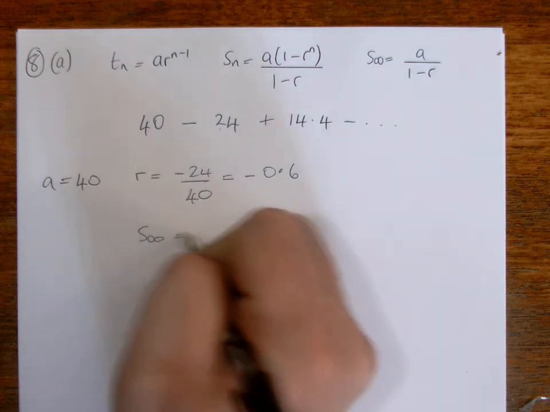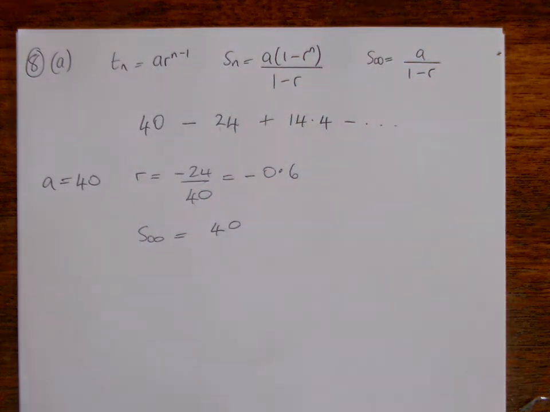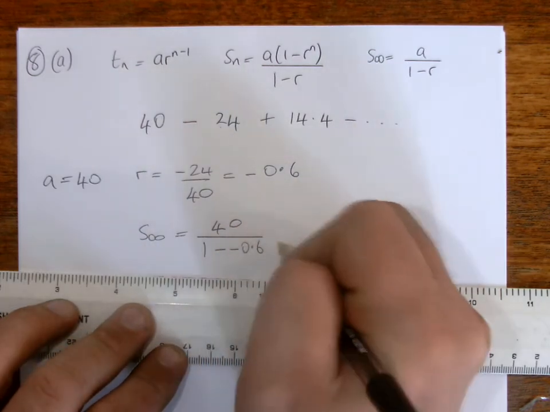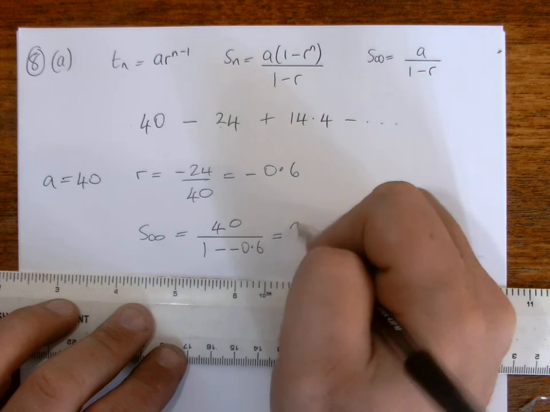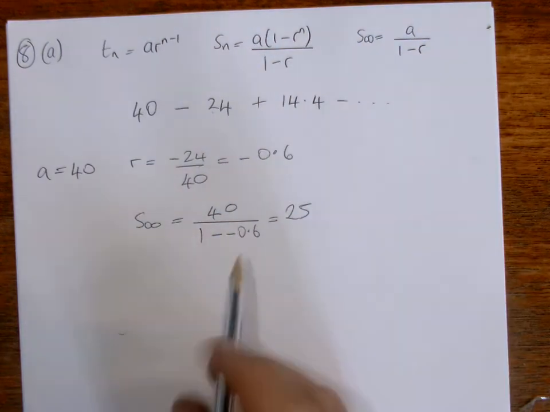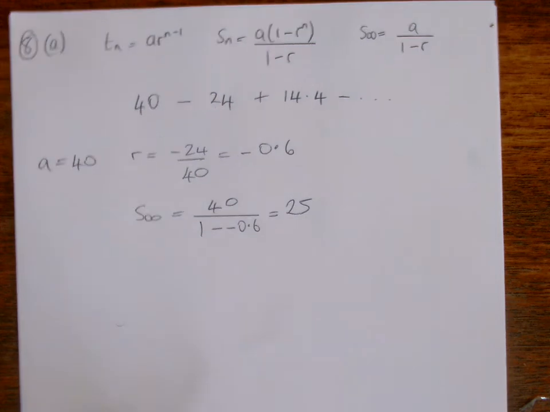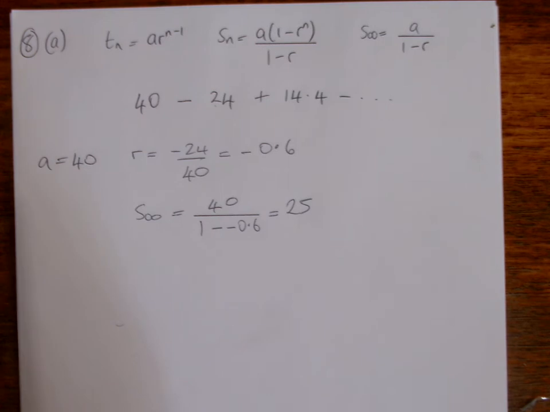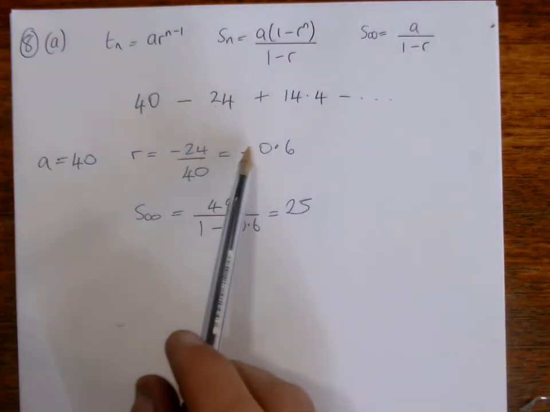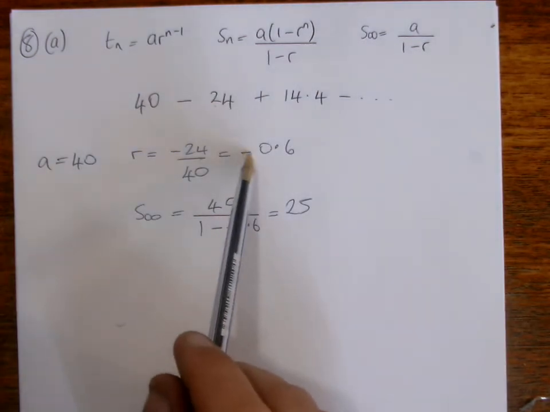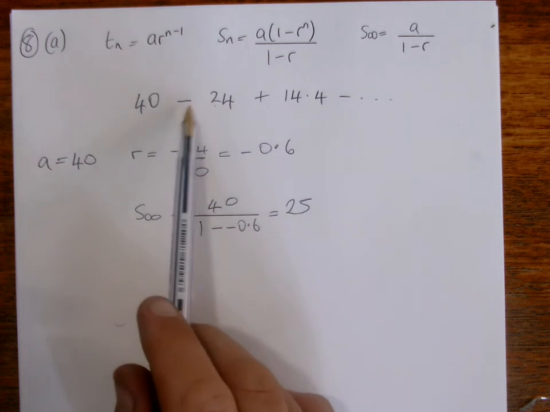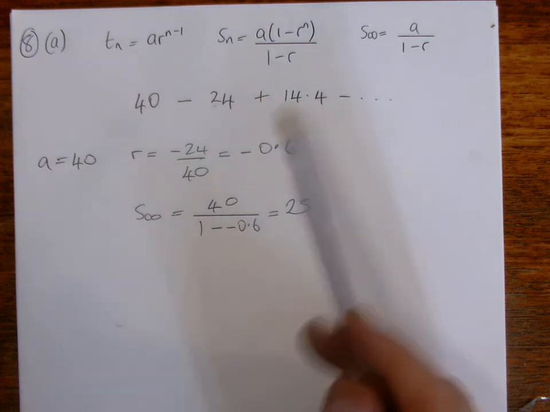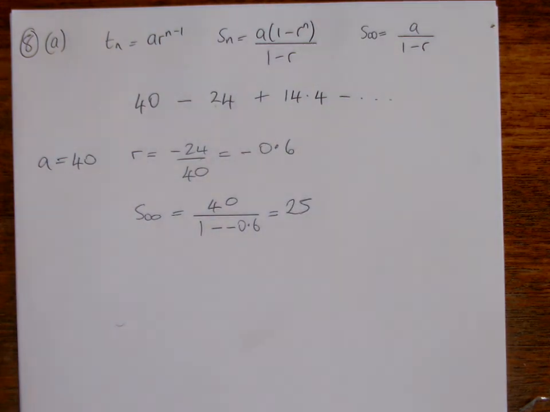So the sum to infinity then will be 40 all over 1 minus negative 0.6, which works out to be 25. You put that into your calculator because that becomes a positive there, of course. So that's the sum to infinity when you add all these terms. One thing to look out for here is that the common ratio should be negative in this case, yeah? And the clue is that the signs keep changing: negative, positive, negative, because you're timesing by a negative common ratio.